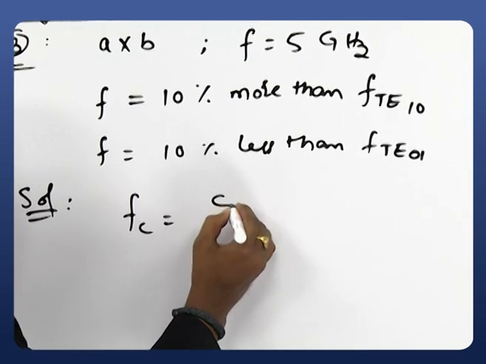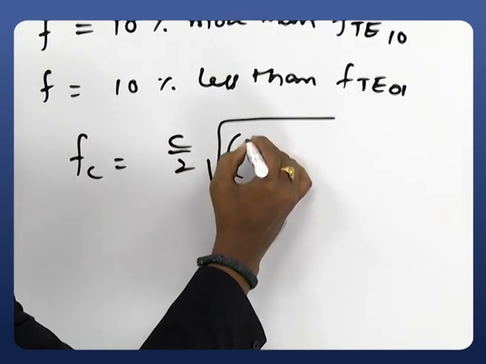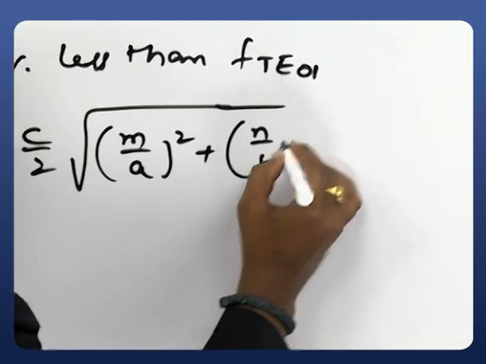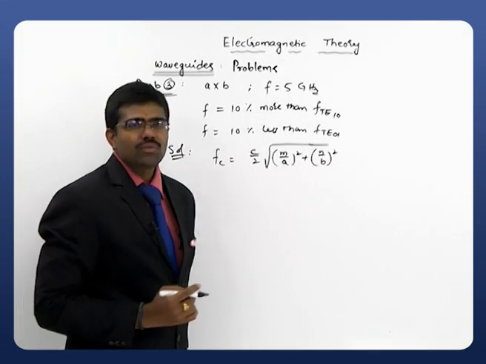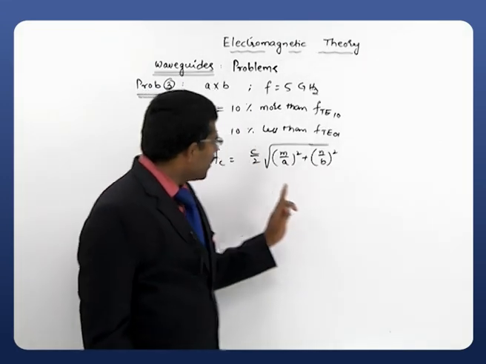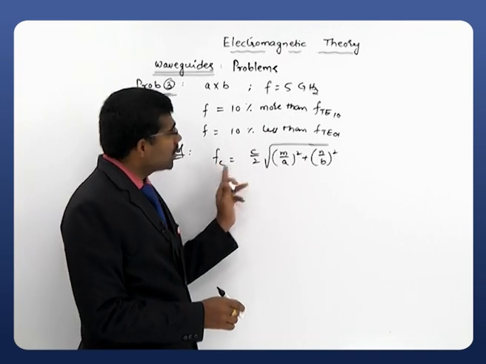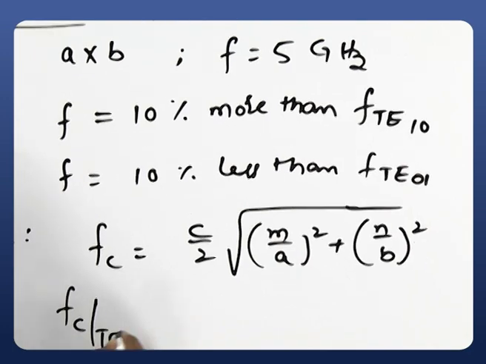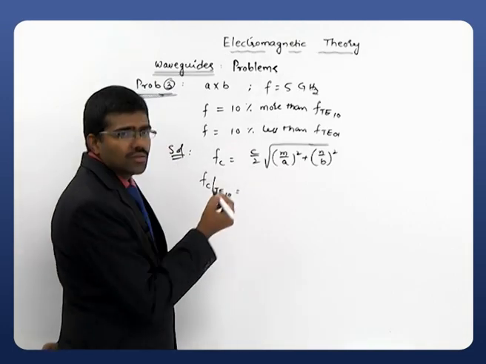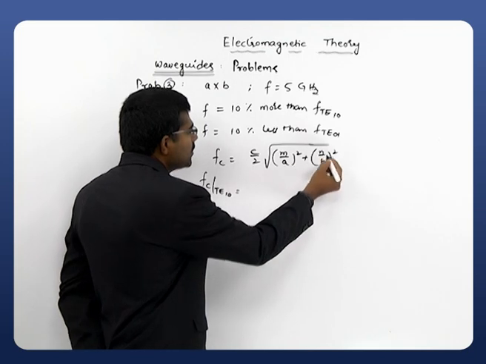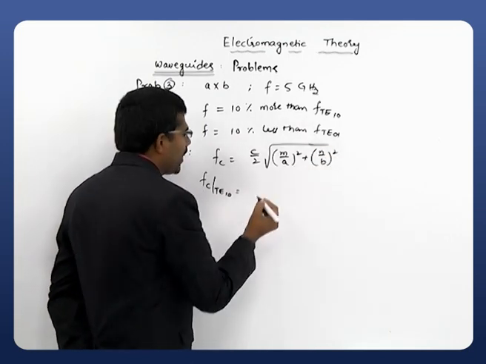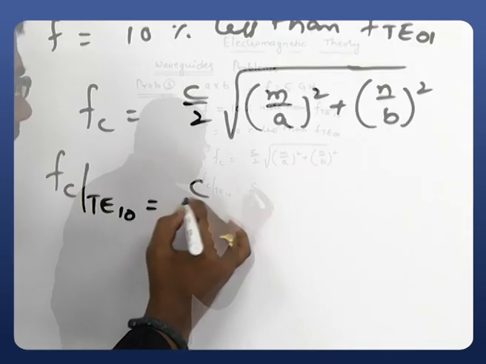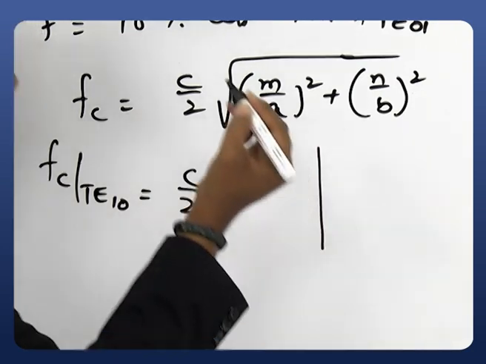fc equals this is the equation for fc. Now what I have to do is obtain the equations for the cutoff frequency of TE10 and TE01. Now the cutoff frequency fc for TE10, m equals 1, n equals 0. m equals 1 I will substitute here, n equals 0. n equals 0 means this term will vanish. If I substitute m equals 1, 1 by a squared becomes a. It becomes simply c by 2a.